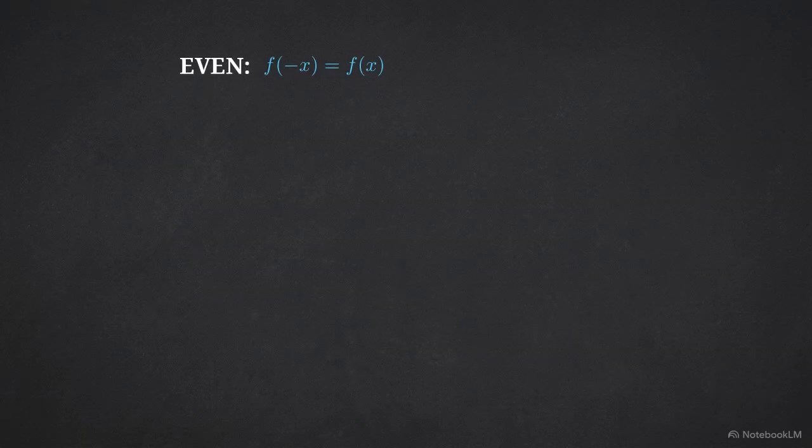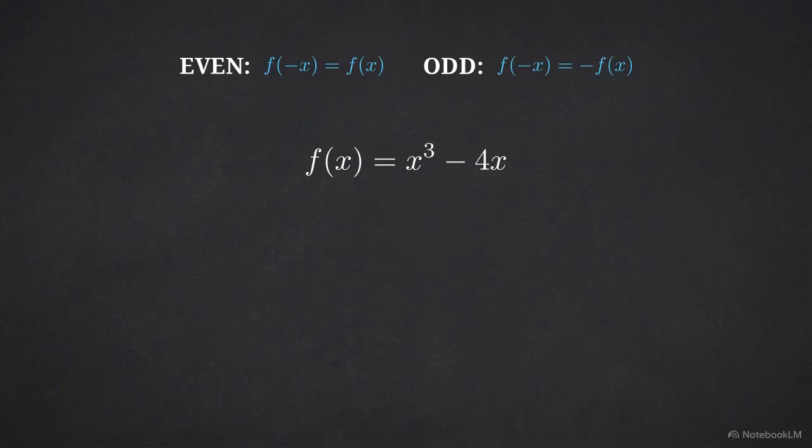Here are the two conditions you need to test. If plugging in a negative x yields the exact same original function, the function is even. If plugging in a negative x yields the exact opposite of the original function, it's odd. Let's test the function f of x equals x cubed minus 4x. The critical first step is to wrap that negative input in parentheses before applying any exponents. So we write negative x in parentheses cubed minus 4 times negative x.